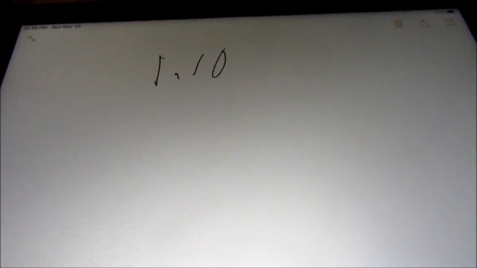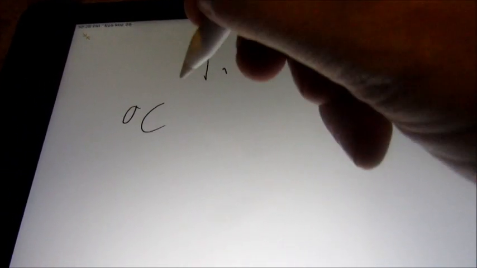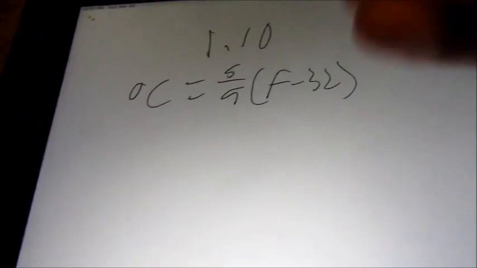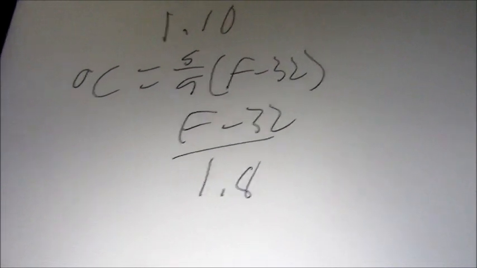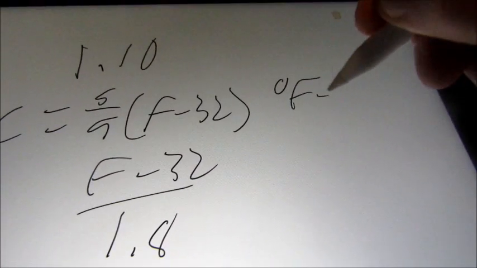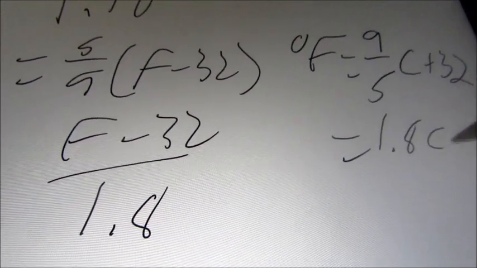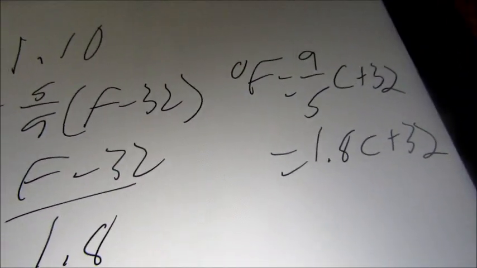In 1.10, we're going to do a lot of unit conversions and systems of measurements. The first ones I'm going to do here are temperatures. If you need to change from Fahrenheit to Celsius, you're going to say Celsius is 5/9 in parentheses F minus 32. You could also say F minus 32 over 1.8. For changing to Fahrenheit, it is 9/5 C plus 32 or 1.8 C plus 32.